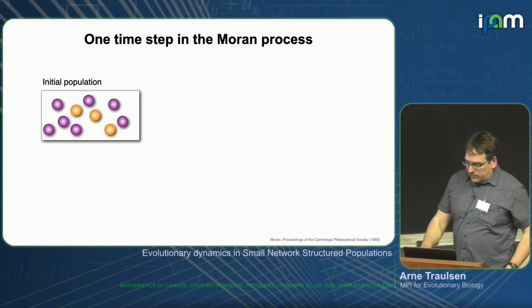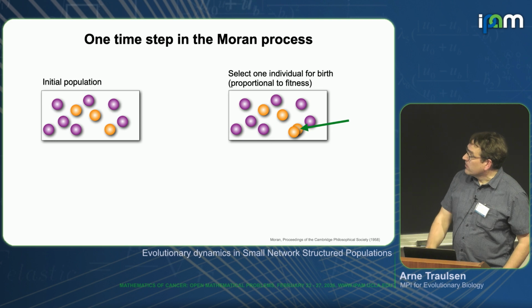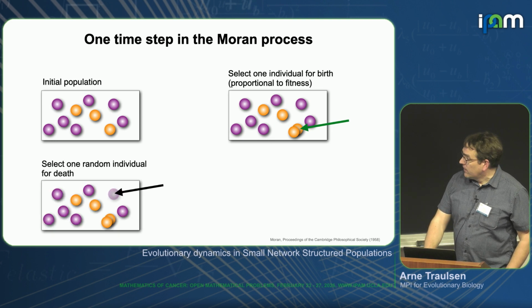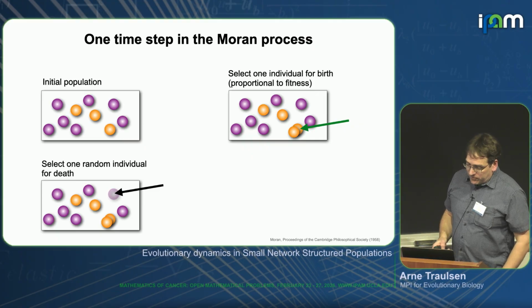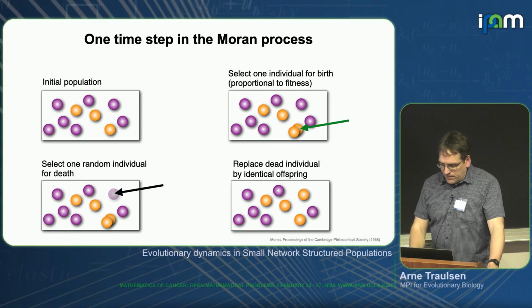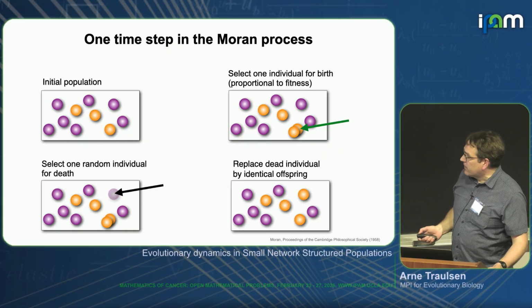So one time step in this Moran process would be: I start from this population. I select one individual for birth proportionate to fitness. Then I select one other individual at random for death, uniformly. Everybody can die with the same probability. And then I replace, and then I've changed the state of the population. Now there's one mutant more.